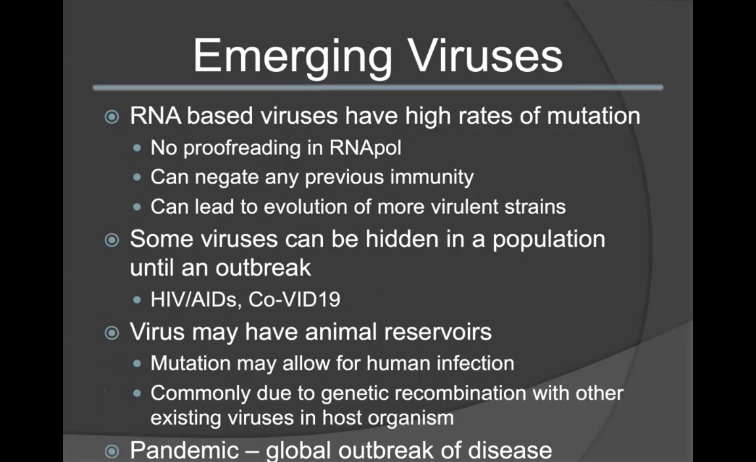It is important to know that RNA-based viruses have much higher rates of mutation than, say, their DNA-based counterparts. This is because there is no proofreading ability in RNA polymerase, which allows for more mutations to accumulate very quickly. These mutations would essentially negate any previous immunity that the host cell would have had. This can also lead to the evolution of more virulent strains of the disease.